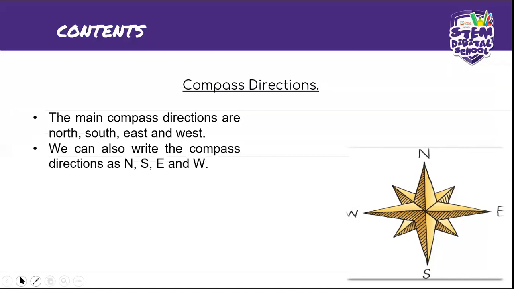Okay, we can also write the compass direction as N, S, E, and W. As you can see here, the N will symbolize north, the E will symbolize east, S, south, and then W will symbolize west.